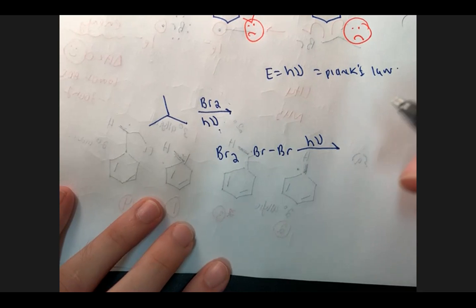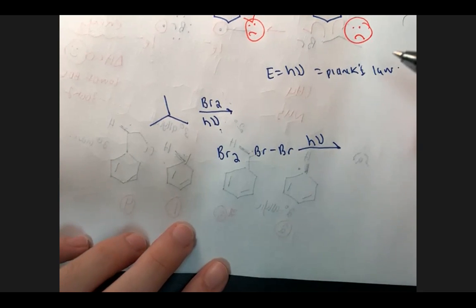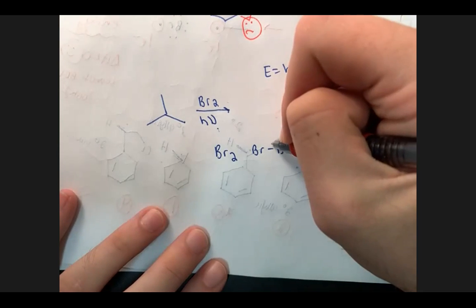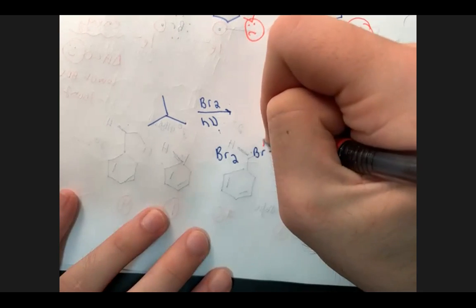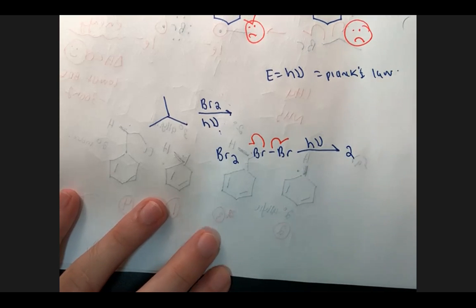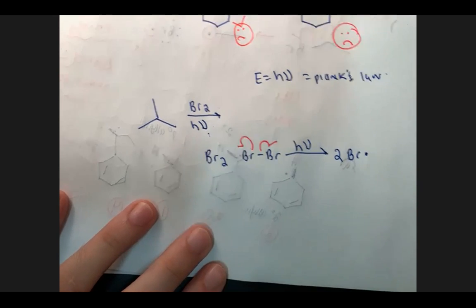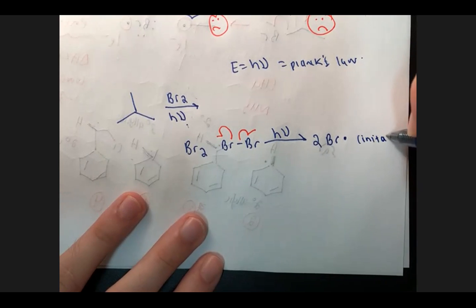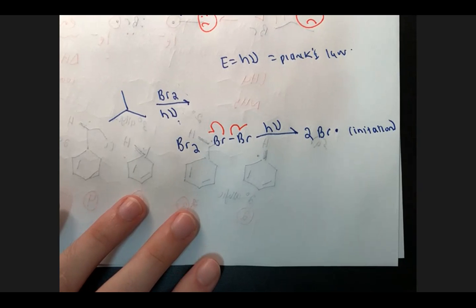So what happens is that that energy, that frequency, is enough to break this bond homolytically. Homolytic cleavage looks like this. Remember, one electron, fishhook arrow, gets retained on the bromine, and the other electron gets retained on the other bromine. So you basically get 2 moles, or 2 equivalents, of bromine radicals. And this first step is known as initiation.